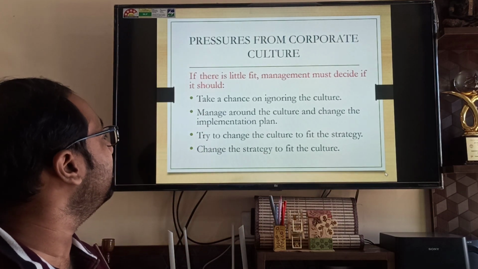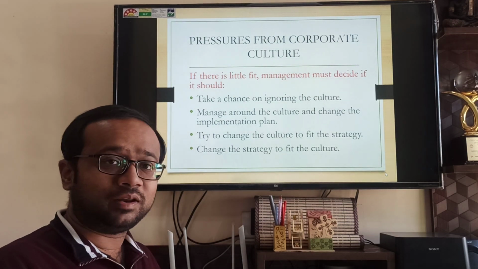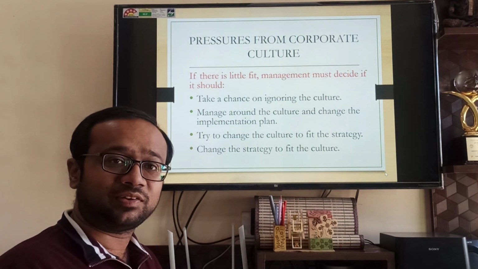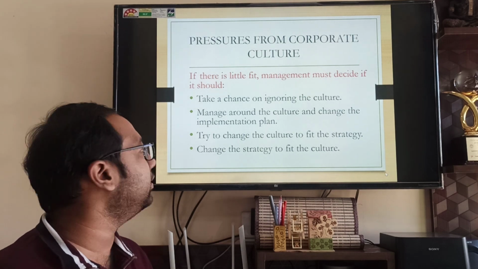Manage around the culture and change the implementation plan. Keep culture in place. No, culture is culture. Change the plan. We will change some other alternative.